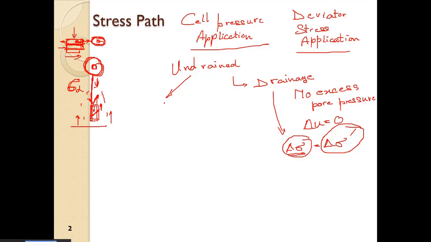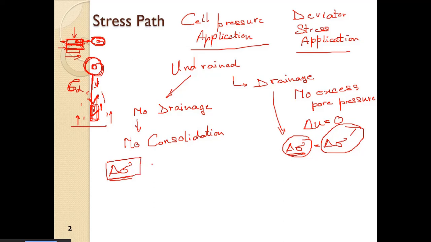Whereas in the undrained case, what happens? There is no drainage. So there is no consolidation. And whatever load delta sigma, the total stress we apply, ultimately is transferred to the pore water pressure generation, obviously in the normally consolidated case.